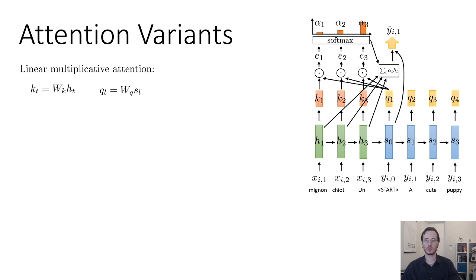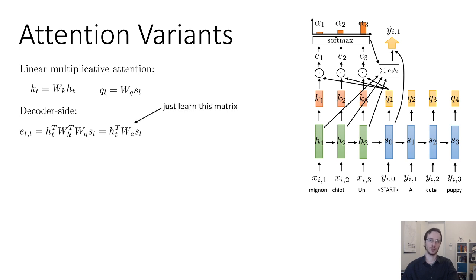This is very convenient implementation-wise because when you compute your attention score, you have to implement KT dotted with QL, and that is just KT transpose times QL. If we substitute in the equations for KT and QL, that corresponds to HT transpose WK transpose times WQ times SL. That means you can combine the matrices WK and WQ into one matrix WE, given by WK transpose WQ. So instead of learning WK and WQ separately, you can just learn one matrix WE, which can be a little easier to implement and a little more efficient. The rest works exactly the same way: you compute alpha by taking the softmax and compute the attention vector by taking the weighted combination of the H's.